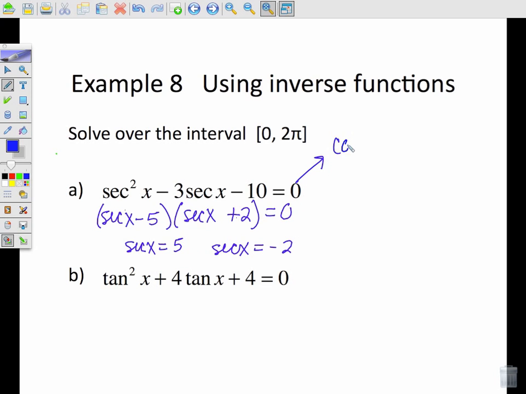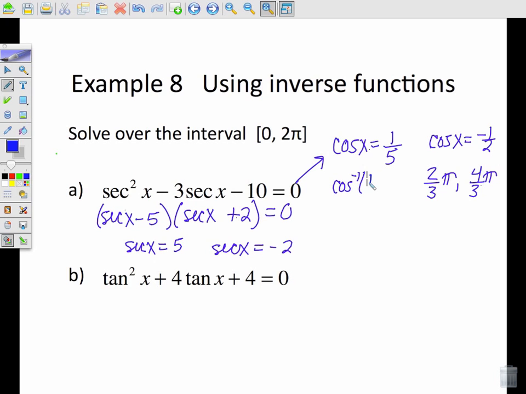I would rather use cosine, so instead of using secant. We know from this information that cosine of x, when does that equal 1/5? I'm just doing the reciprocal. And when does cosine of x equal negative 1/2? Well, we know the negative 1/2 part. Cosine of x equals negative 1/2 within this interval at 2/3 pi in quadrant 2, and it also happens at 4/3 pi.